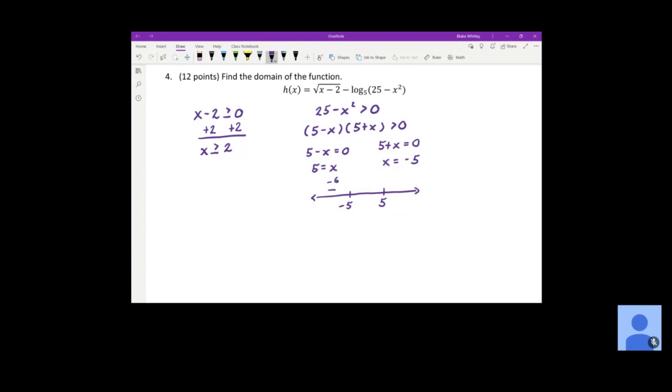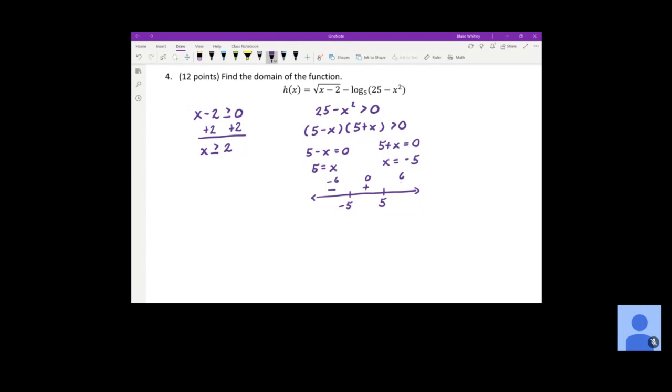What's a value I could choose between negative 5 and 5? 0 is good. Plug in 0. We have 5 minus 0. That can be positive or negative. Good. 5 plus 0 is going to be positive also. Positive times a positive is positive. Perfect. And then finally, something bigger than 5.